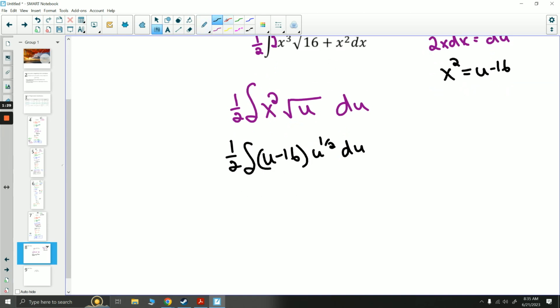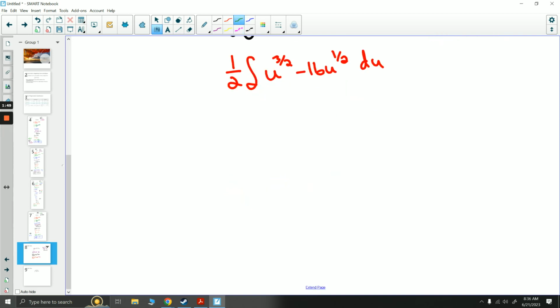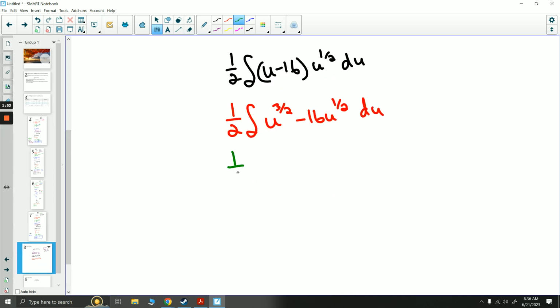And then I can distribute this thing. So distributing this in, we have 1/2 integral of u to the 1 times u to the 1/2, which is going to be u to the 3/2, minus 16 u to the 1/2, du. And then we could integrate this thing pretty straightforward. So we would end up with 1/2 times u to the 5/2 over 5/2, minus 1/2 times 16, which is going to be 8, u to the 3/2 over 3/2, plus c.